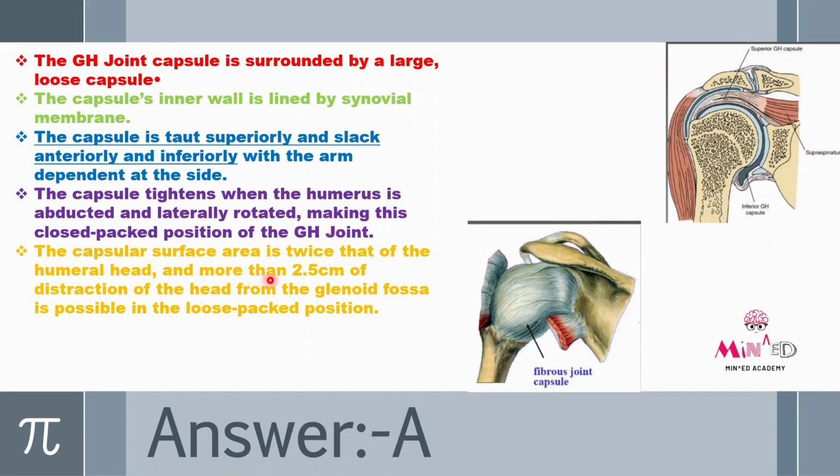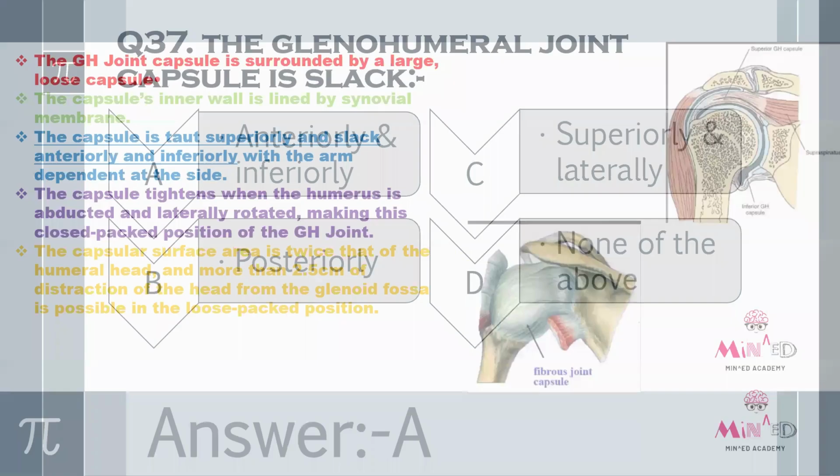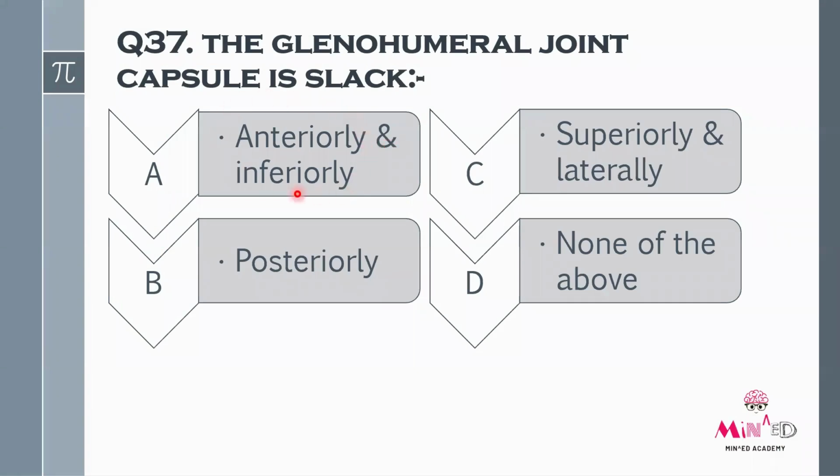The capsular surface area is twice that of the humeral head, and more than 2.5 centimeters of distraction of the head from the glenoid fossa is possible in the loose packed position. So answer for this question is in this line: the capsule is taut superiorly and slack anteriorly and inferiorly. Okay, so answer is option A. The glenohumeral joint capsule is slack anteriorly and inferiorly.